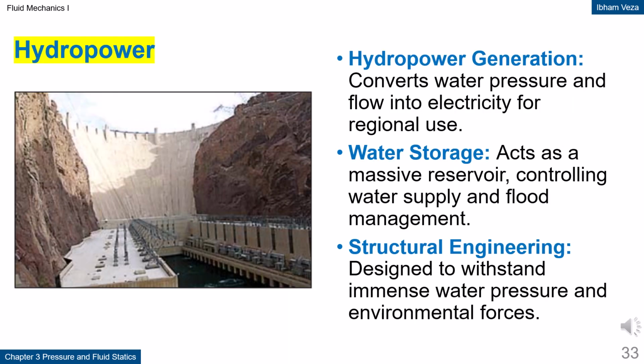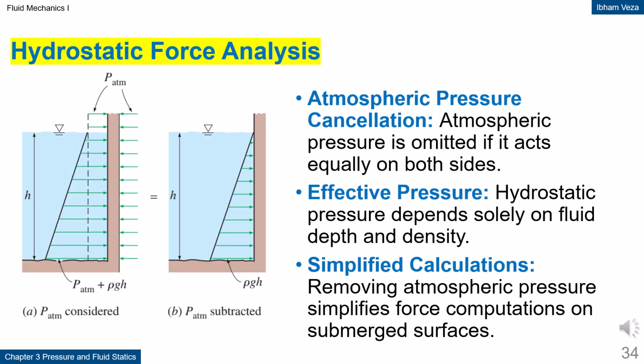Hydropower. Hydropower plants use water pressure and flow to generate electricity. Water is stored at a certain height, so it has large potential energy. When it flows through turbines, this energy is converted into mechanical and then electrical energy. Dam structures must be designed to withstand very large water pressures. This system shows a direct application of hydrostatic pressure concepts.